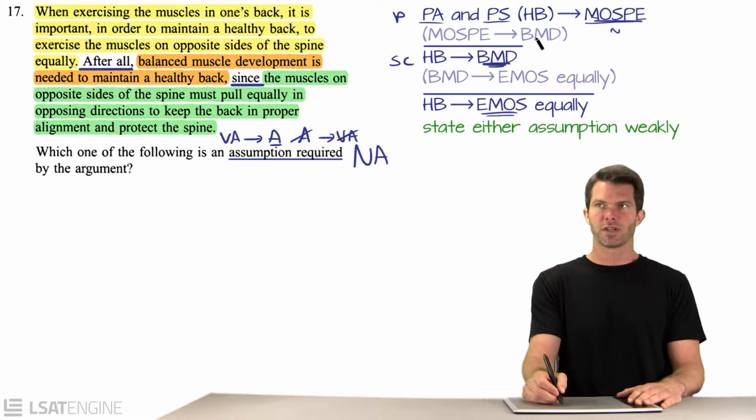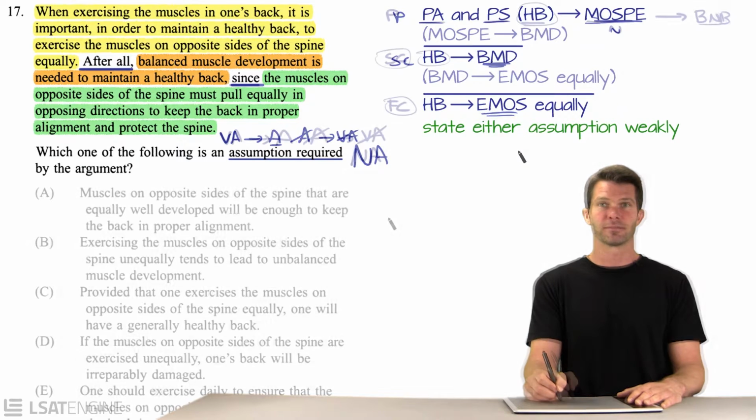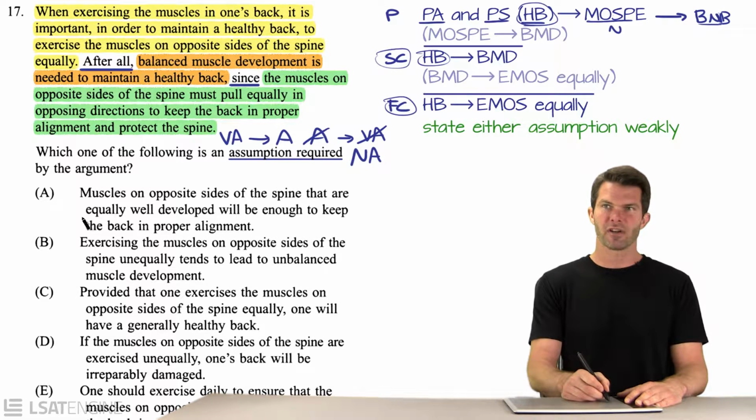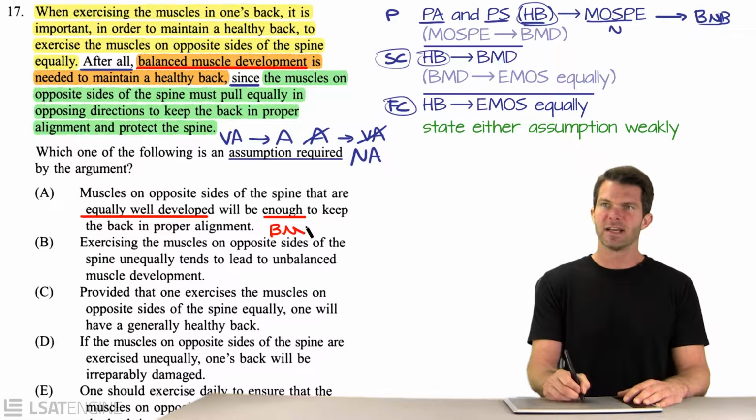Let's go ahead and see which of the two assumptions the answer choices want to focus on. A says muscles on opposite sides that are equally well developed are enough to keep the back in proper alignment. And I think equally well developed sounds closest to balanced muscle development. But the big problem with A is that it says enough, and that's a sufficient indicator. So answer choice A is really saying that balanced muscle development is enough to give you proper alignment. And that's not anything that we need.